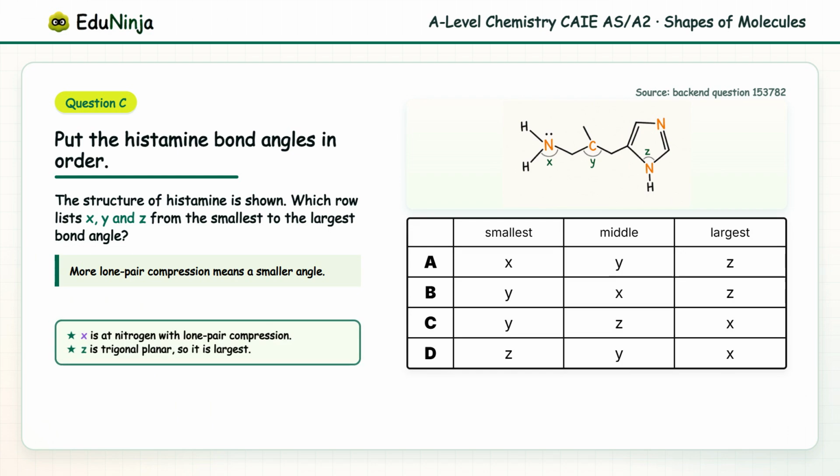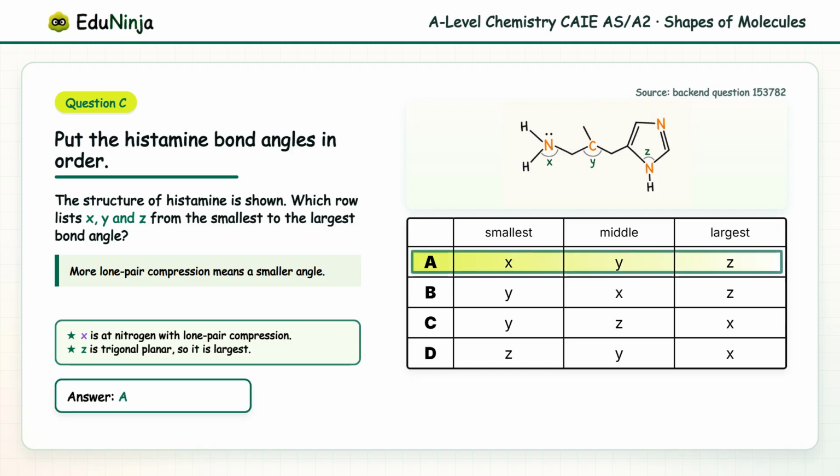Lone pairs compress bond angles, so X is the smallest. The trigonal planar region is about 120 degrees, so Z is the largest. That leaves Y in the middle. The order is X, then Y, then Z. So the answer is A.